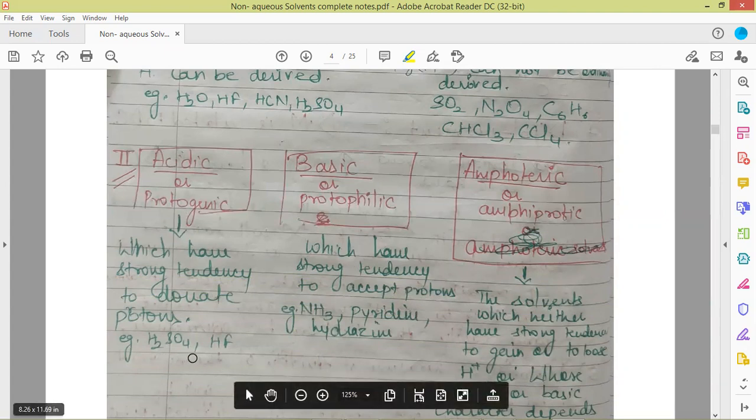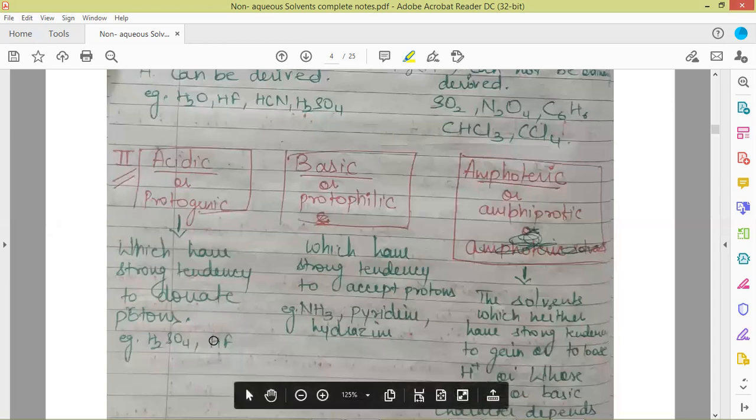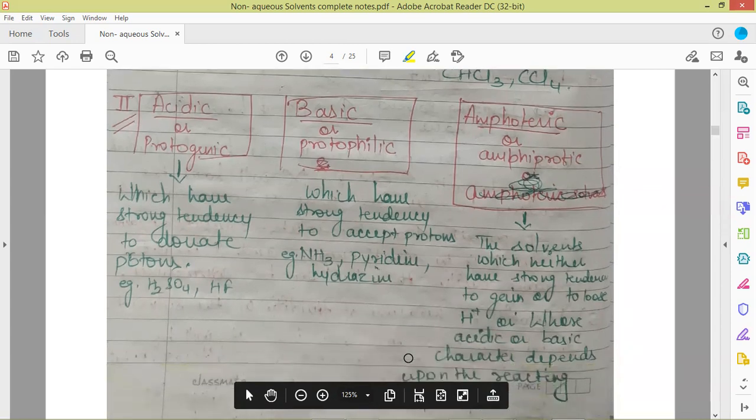Examples for acidic are H2SO4, HF, which can generate a proton. All acidic compounds which can be used as solvents will behave as acidic solvents, and basic solvents are pyridine, ammonia, hydrazine. So next are the amphoteric and amphiprotic solvents.